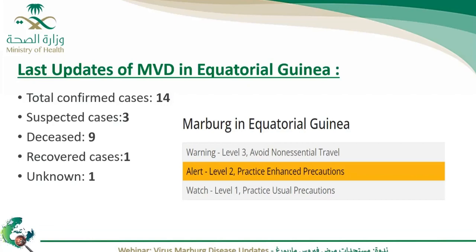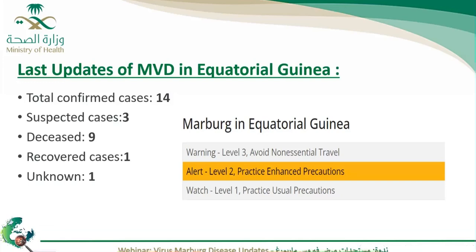Between 18 and 20 March, 3 additional cases were laboratory confirmed, and there are also 2 cases in 2 provinces and 2 villages. The case also had an epidemiological link to a deceased suspected case from one of the villages.